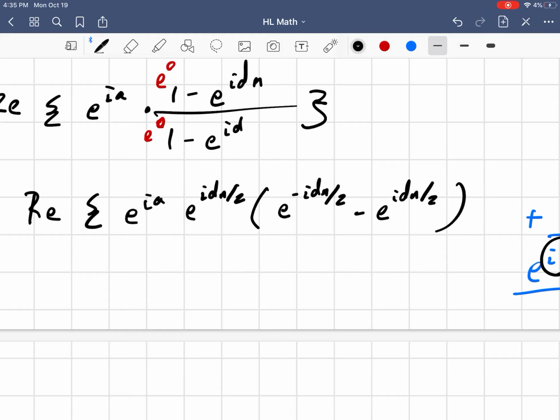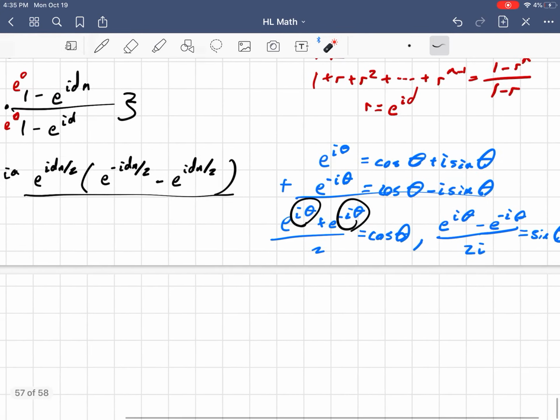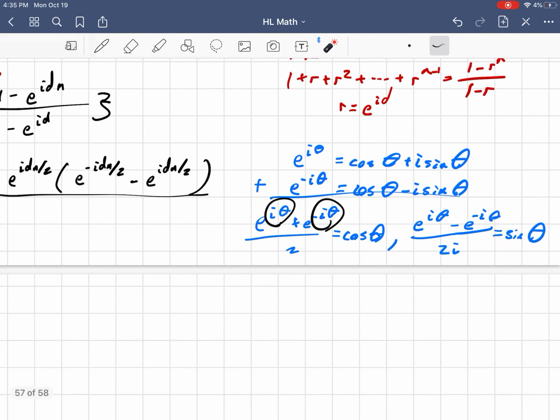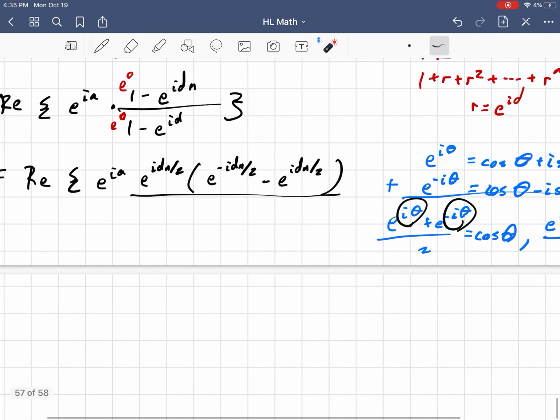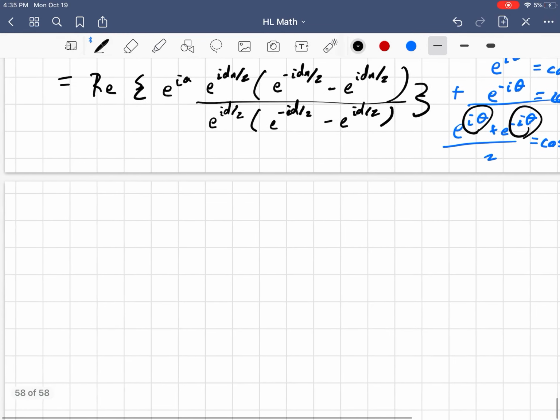And now you see that those two exponents are the same magnitude but opposite in sign, so we're going to be able to use this complex definition of sine because we have subtraction right there. That's how I remember it, by the way. Sine, you subtract. Anyway, on the bottom I'm going to pull out an e to the id over 2 and make that e to the negative id over 2 minus e to the id over 2. And this is all taking the real part of all this.